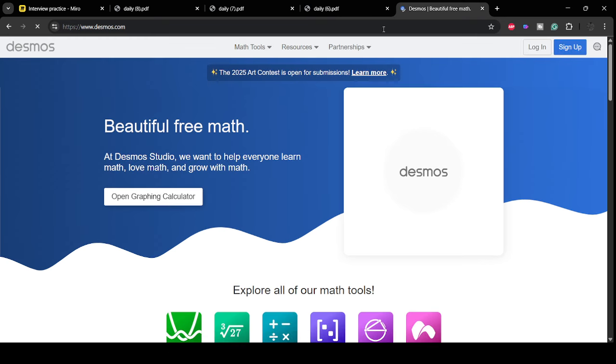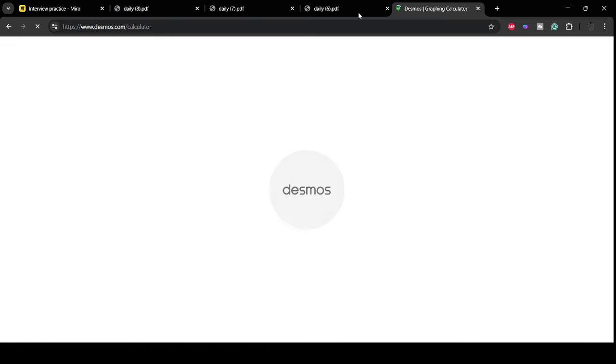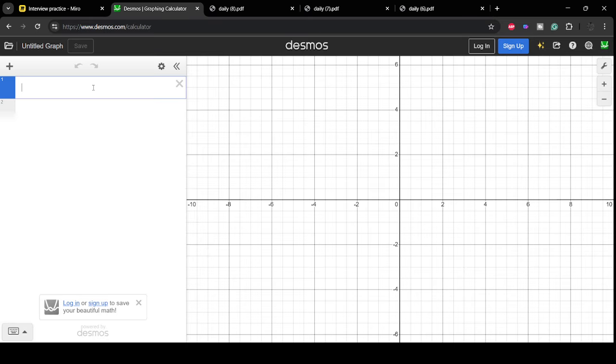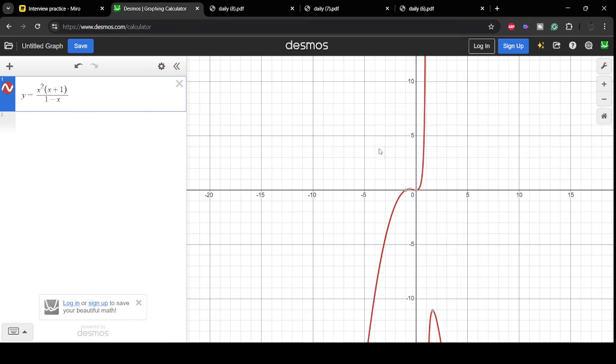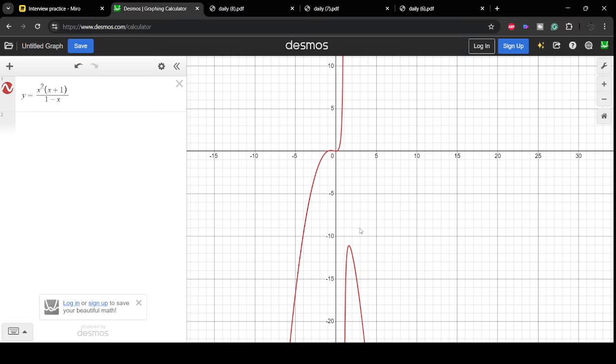I should have opened that before. Okay, so my first graph was y is equal to x squared (x plus 1) over (1 minus x). So yes, this is quite accurate.